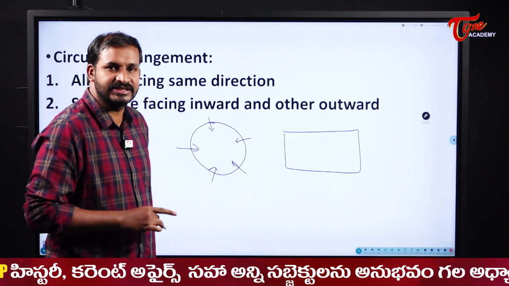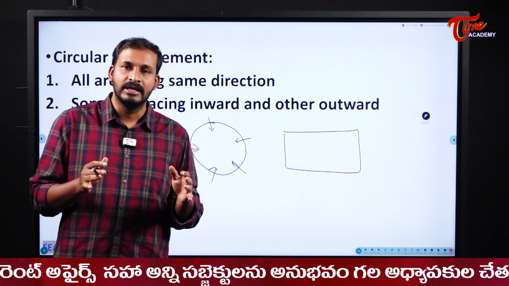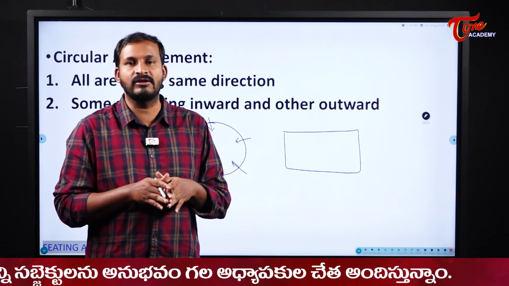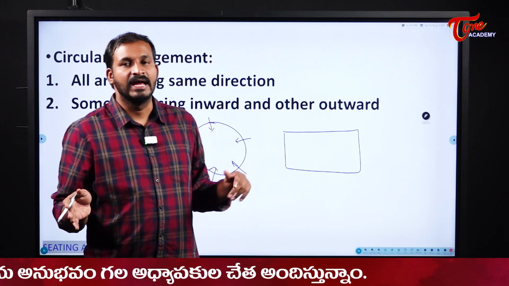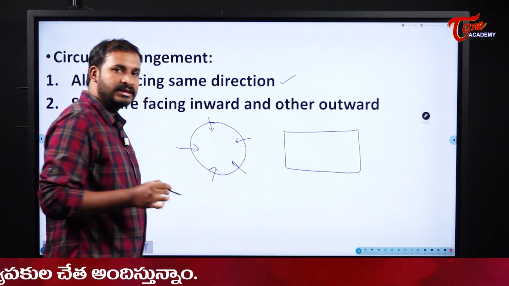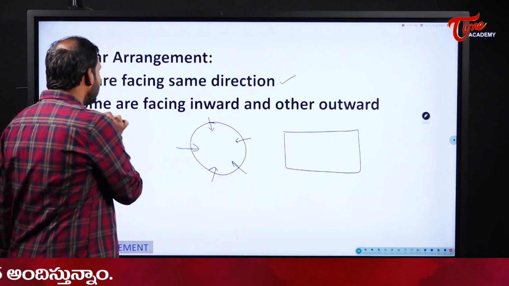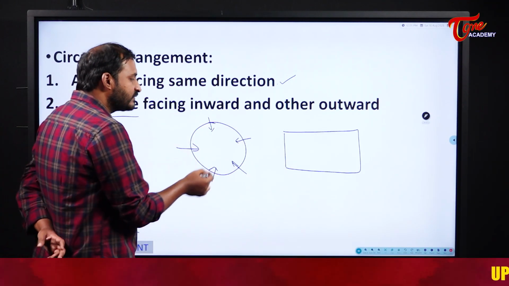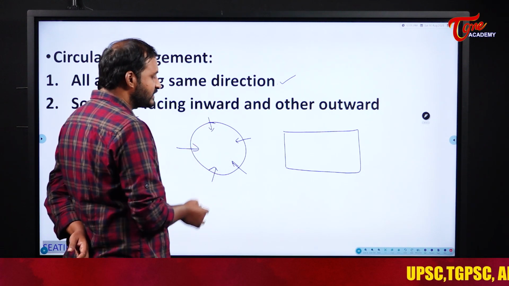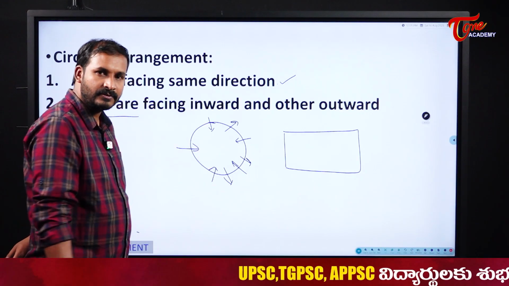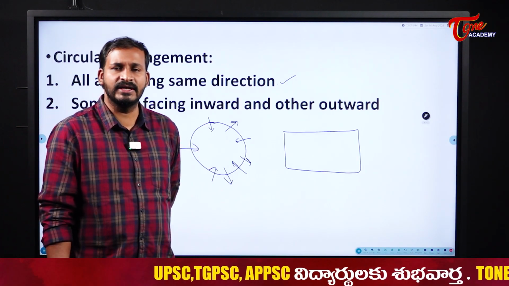That is the first type of question, where all the people face the same direction. Either all point towards the center or look away from the center. And the second type is some are facing inward and some are facing outward. For example, if 8 people are there, 5 may face inward and 3 face outward. Few will face inward and few will face outward.